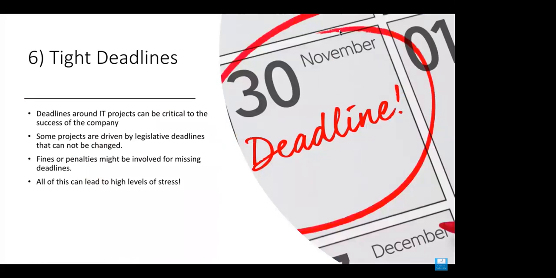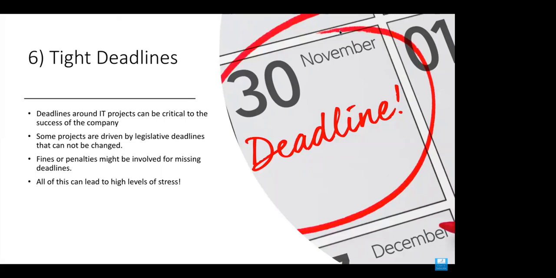is tight deadlines. Deadlines around IT projects can be critical to the success of the company. And some projects might be driven by legislative deadlines that really can't be changed. Your industry might be regulated in some way, and there may be a certain date by which you have to implement something. So fines or penalties might be involved for missing these types of deadlines. All of these things can lead to a very high level of stress. Some people are better at dealing with this than others, but tight deadlines and that focus on getting something out the door on time can lead to a high amount of stress.